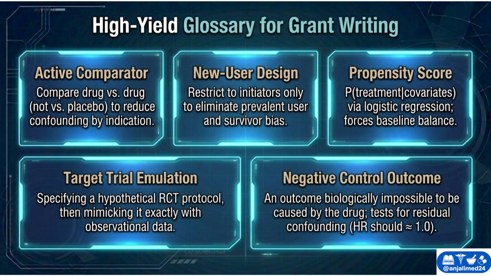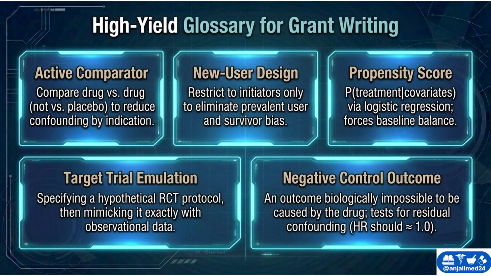Before we conclude, let's review some high yielding terminology that frequently appears in the research papers, grant proposals, and PIVA discussions. First, active comparator. This means comparing one drug directly against another active treatment instead of comparing against placebo or no treatment. Doing this reduces confounding by indication because both groups usually have similar disease severity and clinical indications.